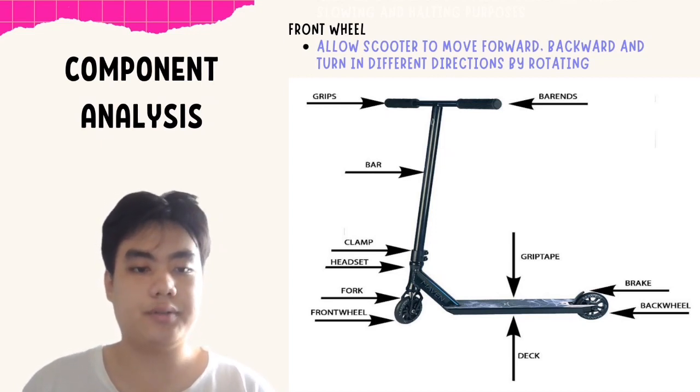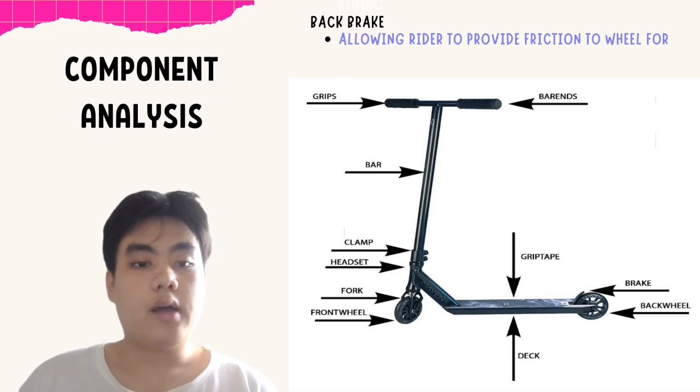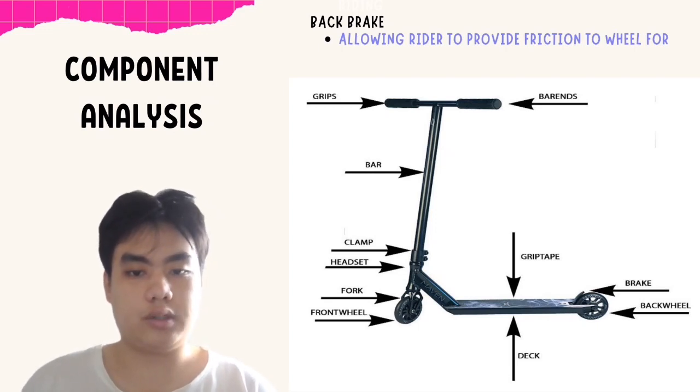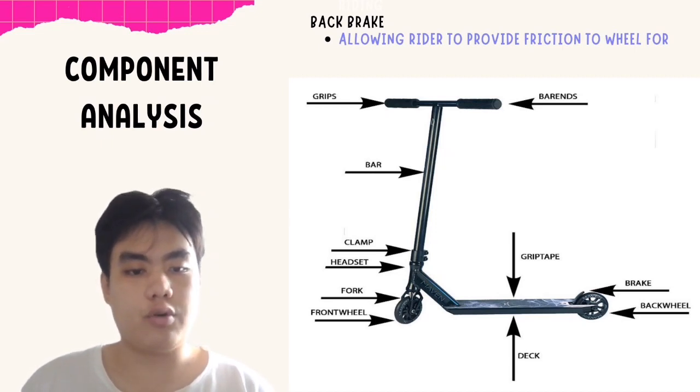Moving on to the back brake, an essential feature that allows riders to control the speed and halt the scooter effectively. The back brake is a critical safety feature of a scooter, providing riders with the ability to slow down and come to a complete stop. This component allows riders to apply friction to the wheel, offering control and ensuring a safe and controlled riding experience. It plays a crucial role in enhancing the overall safety of the scooter.